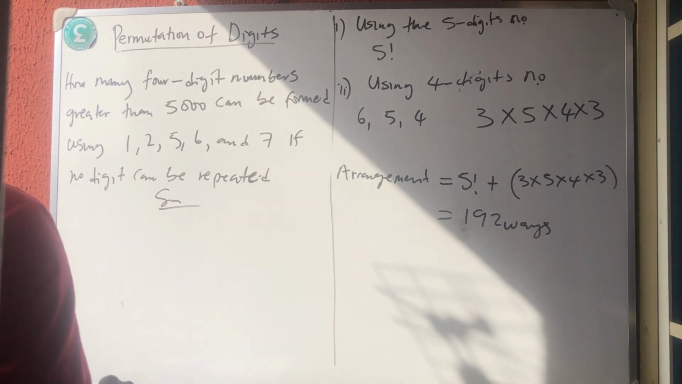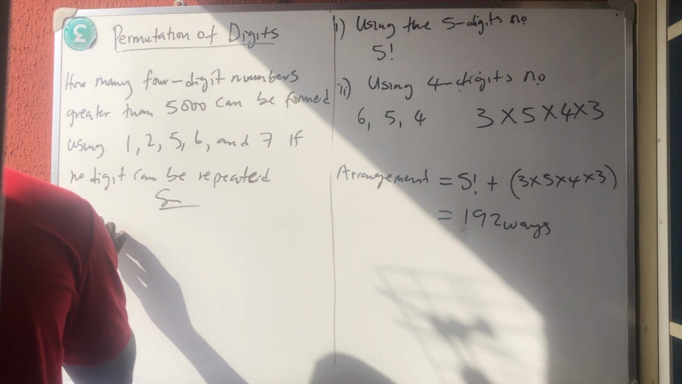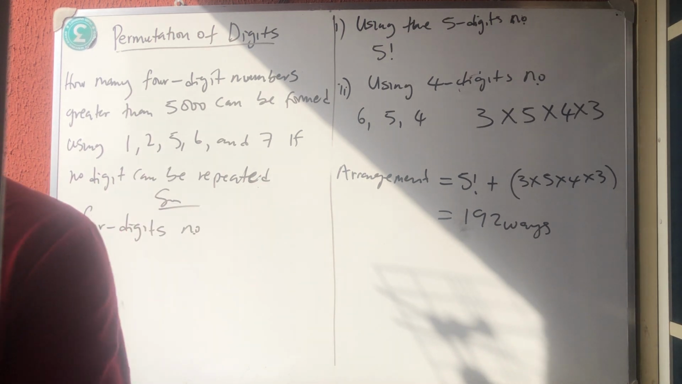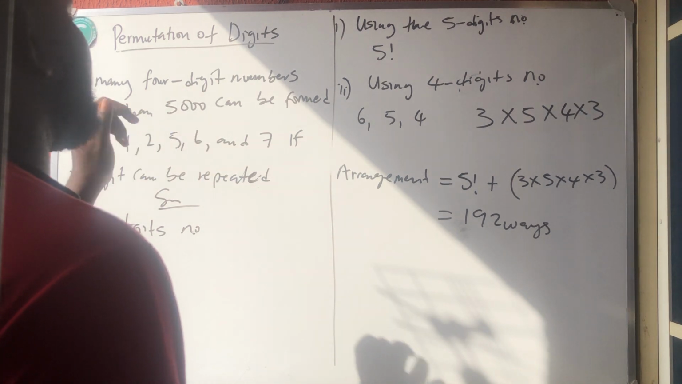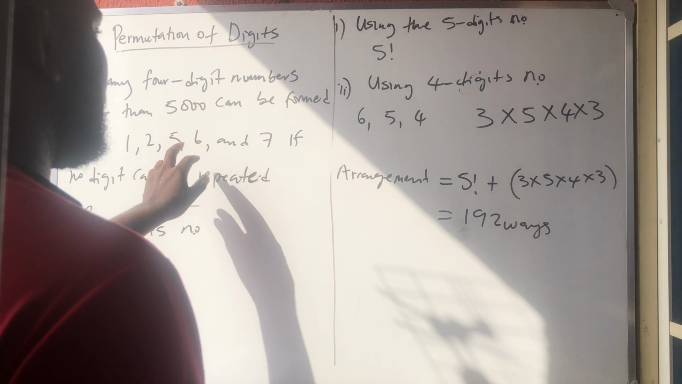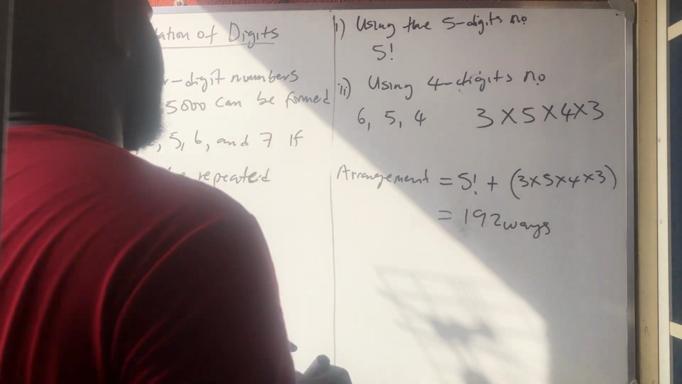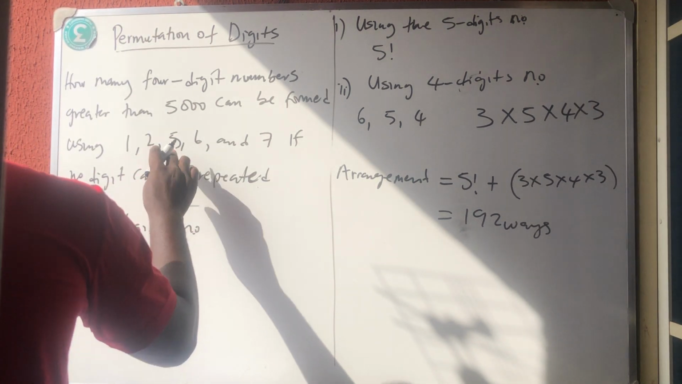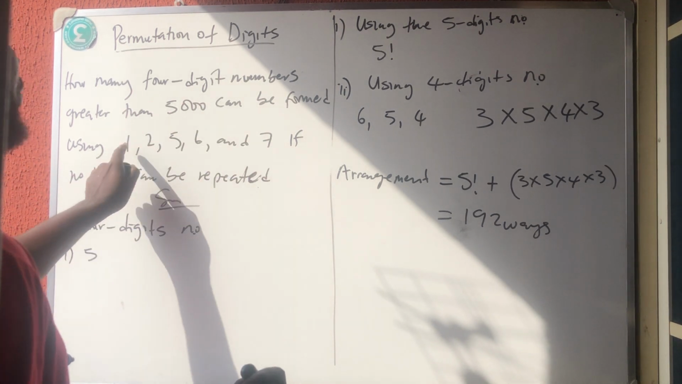Solution. Now, they have already told you how many digits you are forming, so we are using 4-digit numbers. Any 4-digit number that is greater than 5,000 must start from what? It can start from 5, 6, or 7. They can never start from 1 and 2.